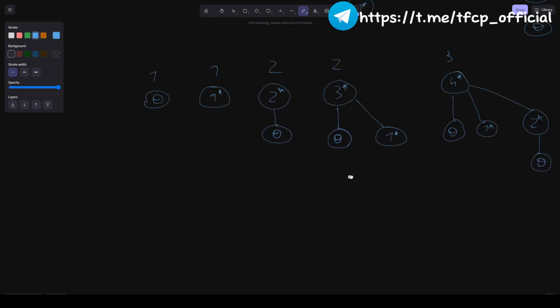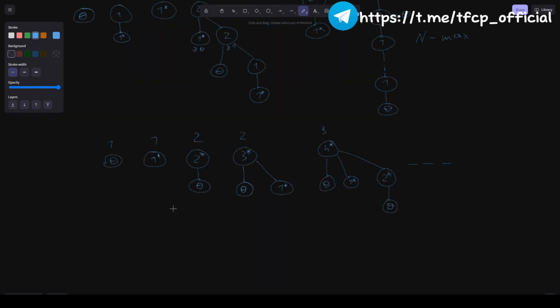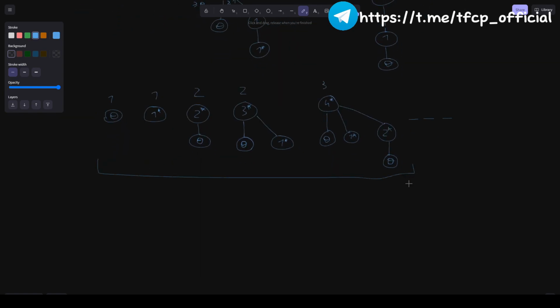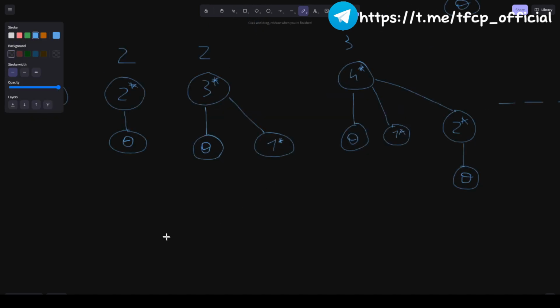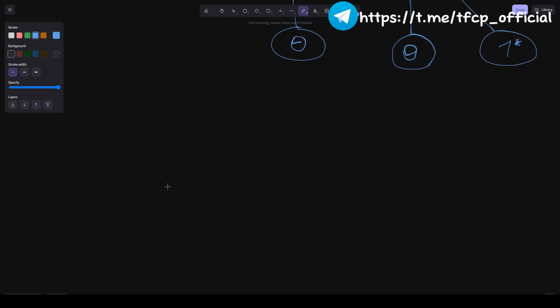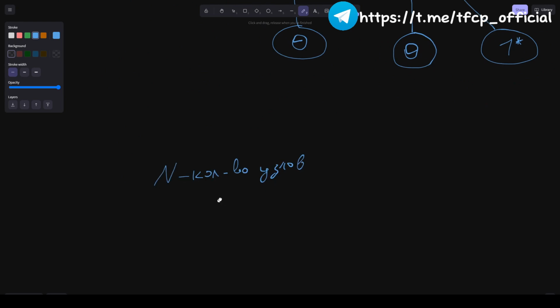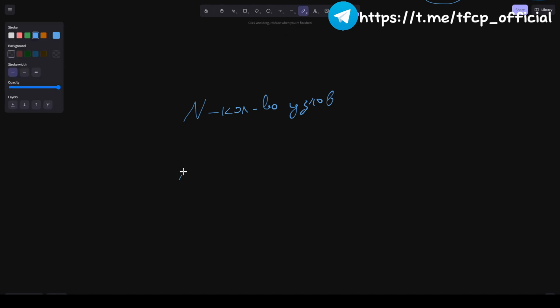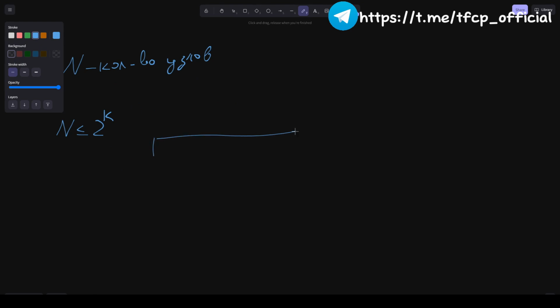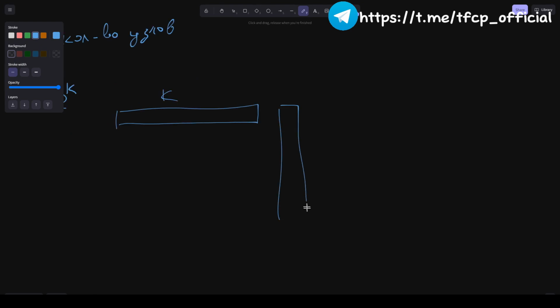So how can we evaluate the height after all? We are still dealing with binomial trees. They are slightly different, but in structure they are also binomial. In a binomial tree, what holds true? If n is the number of nodes in the tree, then the number of nodes will always be less than or equal to 2 raised to the power of k, where k is the rank of the tree, and in a binomial tree, this height is also k. Thus, there are k children and the height is also k.